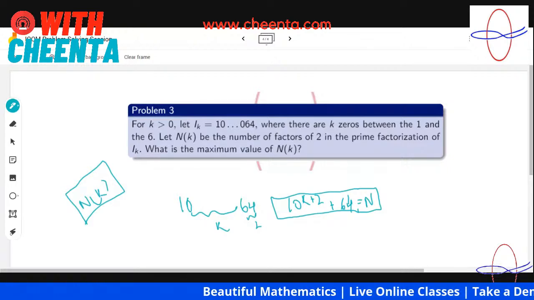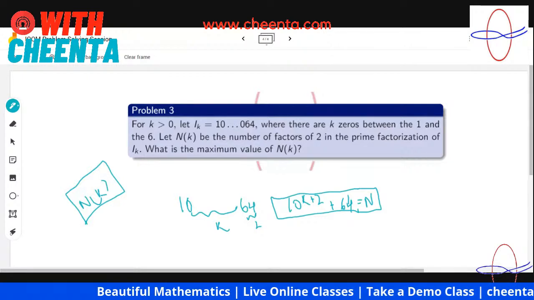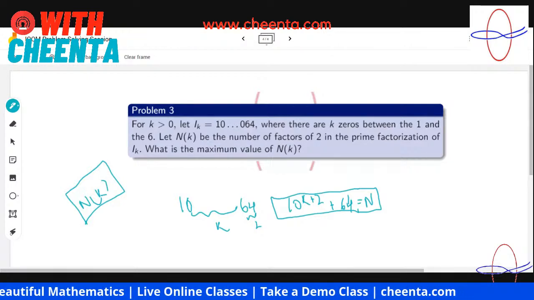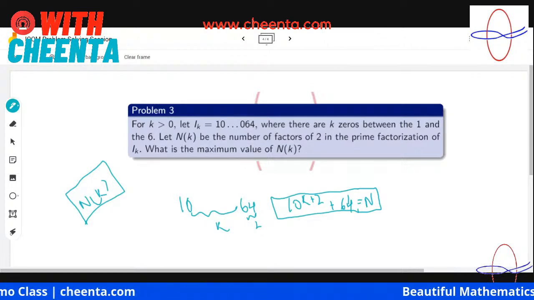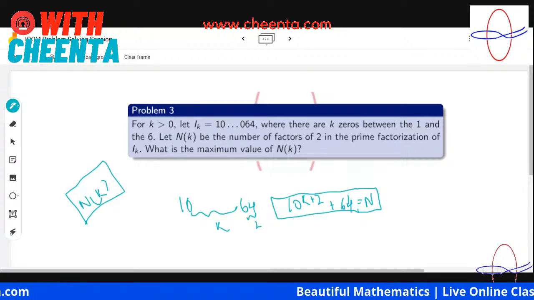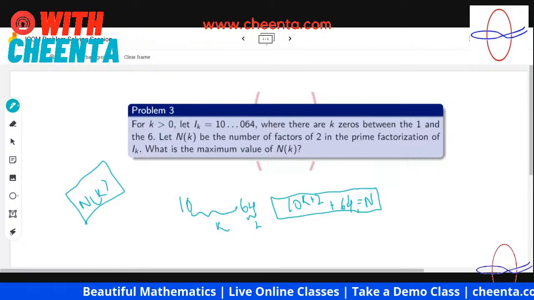What do you mean number of factors of 2? Can someone explain what's going on in his or her mind? What is the meaning of factors of 2? Unless you understand the problem, it's not really useful, right? So what is the factor of 2, guys? Before moving on to the answer, what is the meaning of the factor of 2?